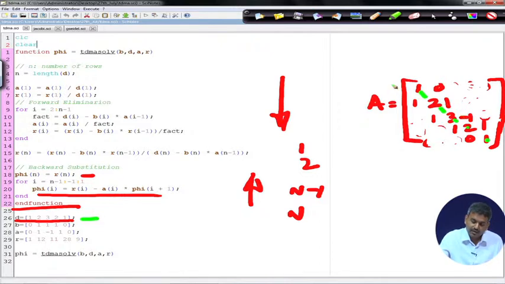Next is below the diagonal, B, which is 0, 1, 1, 1, 0. Then above the diagonal, starting from 0, 1, minus 1, 1 and the last one is 0. And R, on the right hand side, is 1, 12, 11, 28 and 9. Now, we can call this TDMA solver to get the solution.